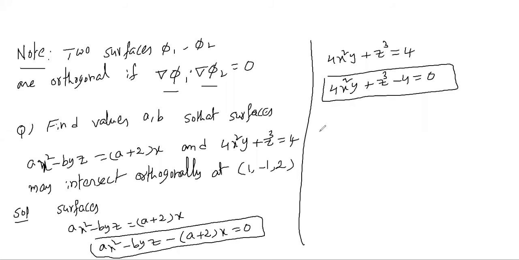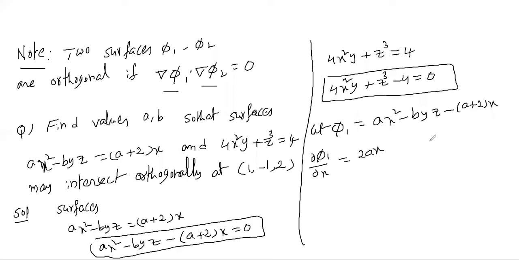So next, let pi 1 equal to ax square minus byz minus (a plus 2) into x. This is pi 1. So now what is dou pi 1 by dou x? Partial with respect to x: 2ax. yz is constant so 0, x differentiation is 1, minus (a plus 2).